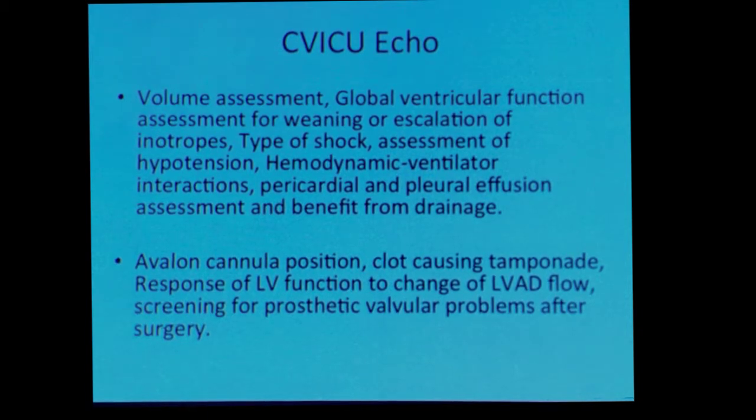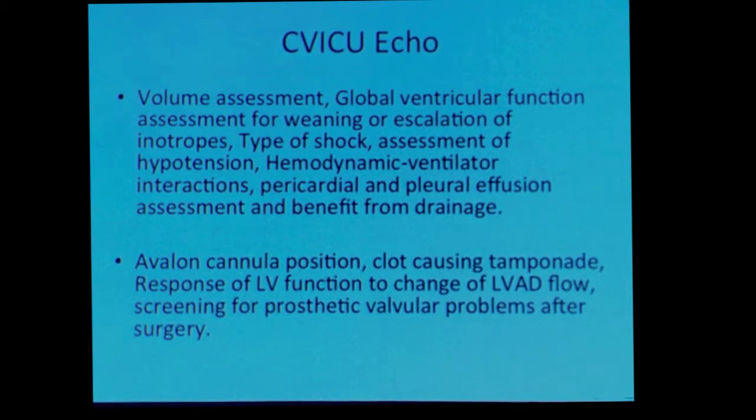Where is the difference? The difference is probably when mechanical support devices are used. So the Avalon cannula position, we use it a lot to ensure that the cannula is in the right position for VV ECMO. Clot-causing tamponade would probably be the most common use in CV ICU, in somebody who has a physiology of tamponade after cardiac surgery. Usually stop making urine, CVP increases, lactate increases. They usually have been bleeding the night before, and then they clot, and then they tamponade.